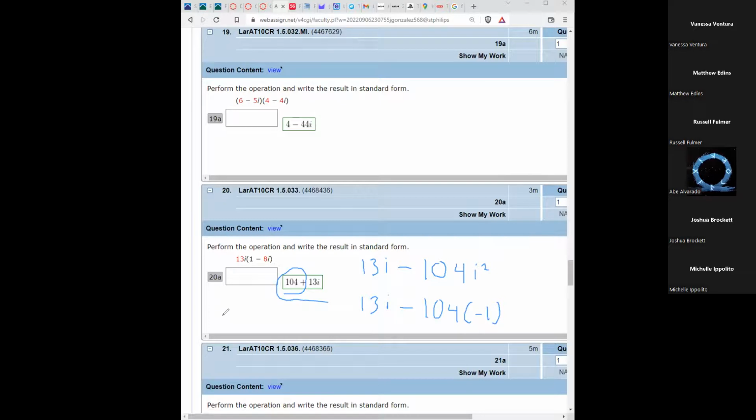So the answer would be, usually you put the constant first because that's the standard form, right? 104 plus the 13i. Okay. Any questions on 20?